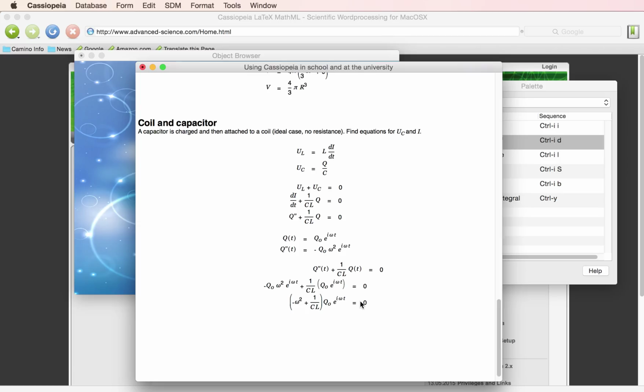Okay, it can easily be seen that this equation is true for all t only if this expression is 0. So we have omega squared equals one over CL. And that is actually the solution. We can simplify this Euler expression in the general case to something like that.